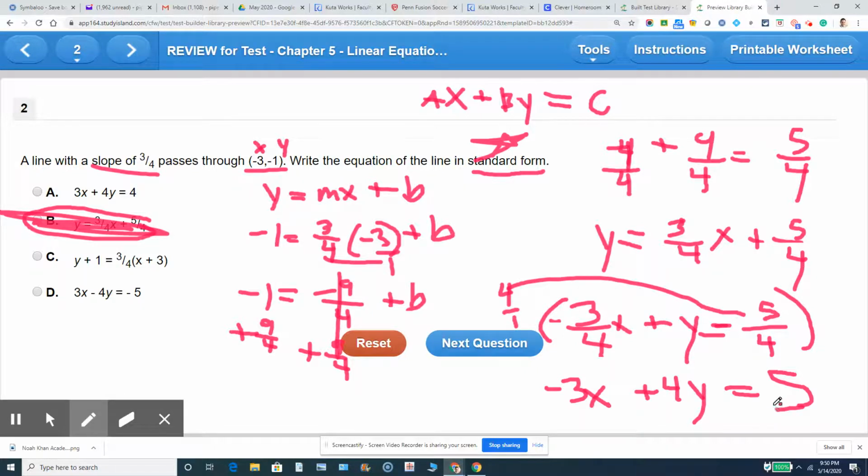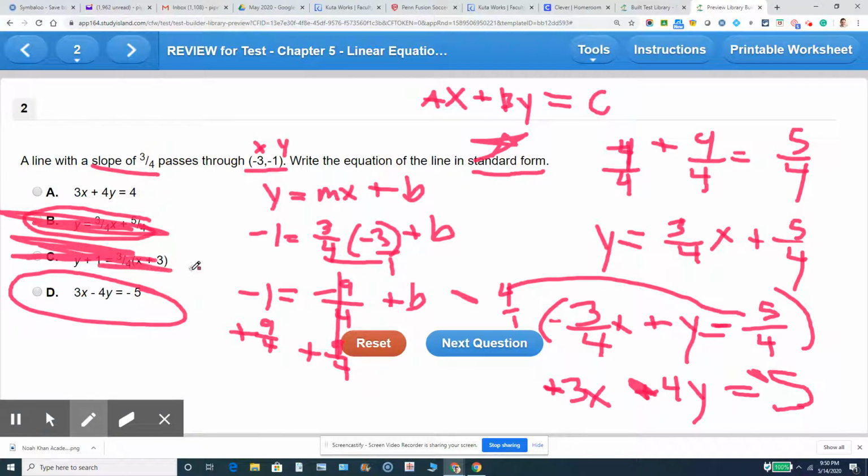And now all they did here was they multiplied it by -1. So it's actually D. So if you multiply this by -1, so we could actually multiply everything by -4 and then got the same answer that they have. And there you go. Okay? So it's actually D. So if they ask for standard form, you could automatically have gotten rid of these 2 choices right away because actually C is point slope and B is slope intercept. So it's either A or D. But that's how you would convert to standard form.